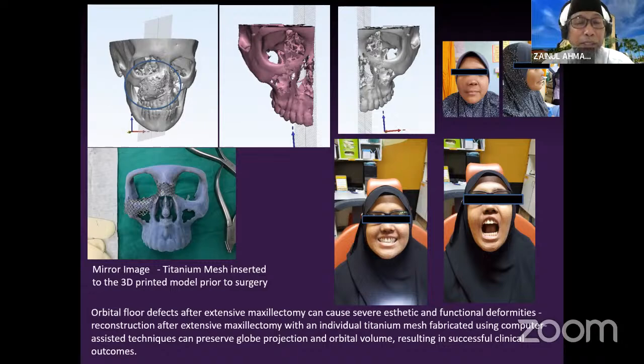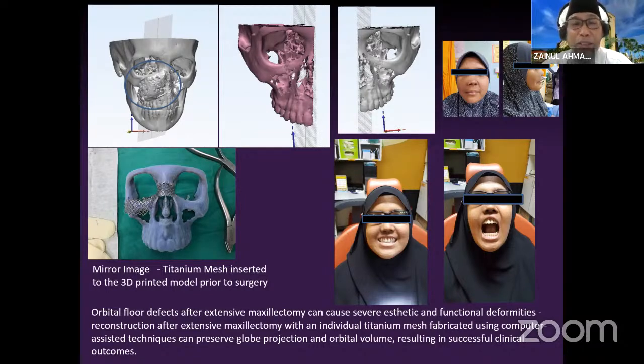For the surgeon, it's quite easy because if they have the skull model in front of them, they can see the extent of the mesh before they put it on the patient. So it's quite easy for them, and when they put it on the patient, they save a lot of time. So 3D printing basically saves time for the surgeon when they are doing the surgery. Post-op, we can see the patient can open the mouth, and the nostril is a bit more symmetrical.